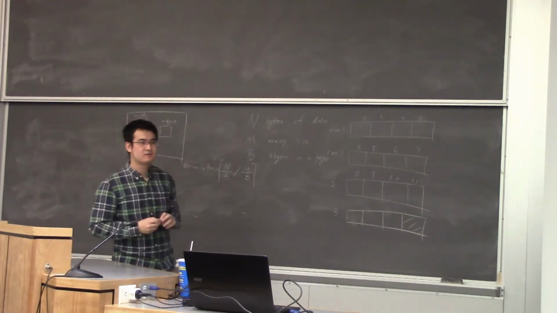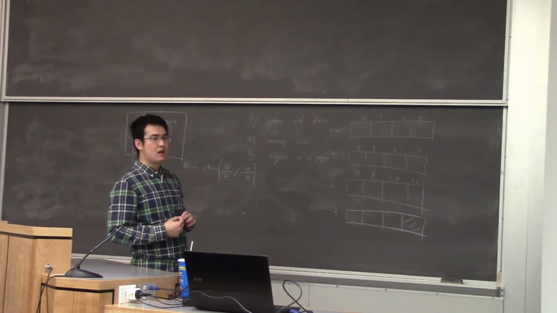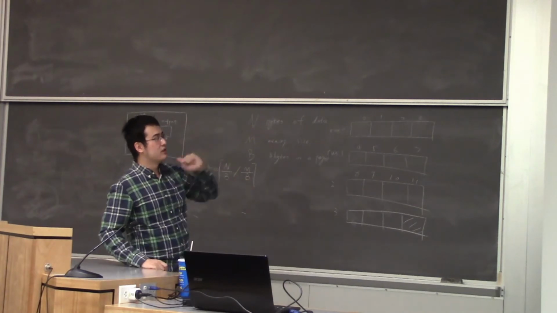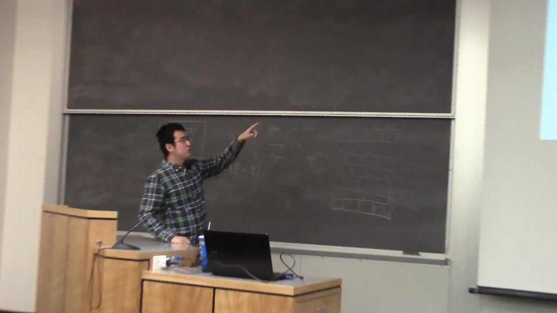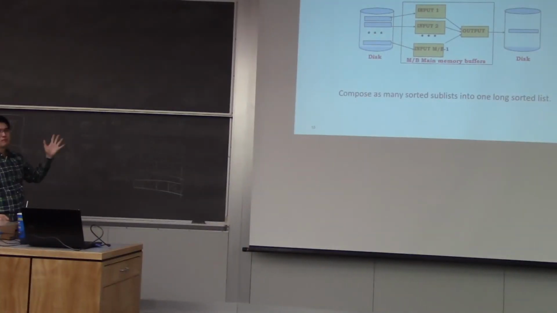Yeah, just to be clear, when you say run 0, run 1, run 2, are those the same as input 1, input 2, those same lists? Not actually. The input 1, 2, 3 here are the main memory buffers.